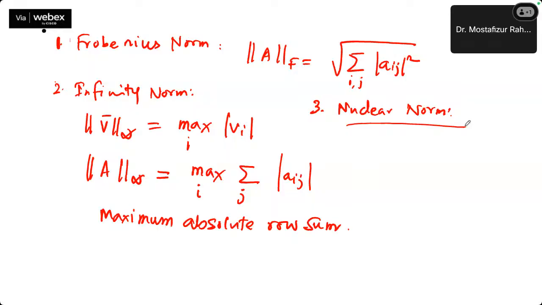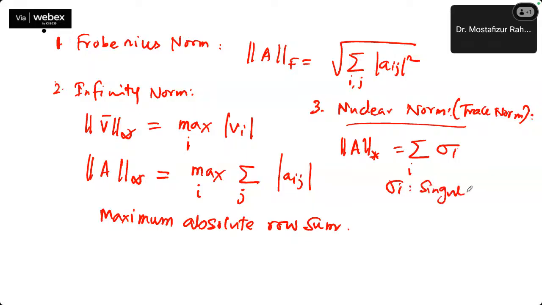So the trace norm, or the nuclear norm as it is also called, is also written as A star, which is basically the sum over all the singular values of the matrix. So they are some sort of distance, all these kinds of norms, but they are used in various specific contexts, where the sigma i are the singular values of this matrix A.